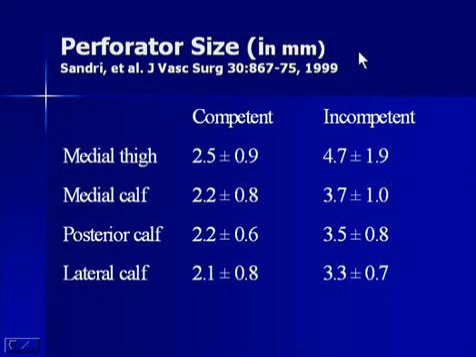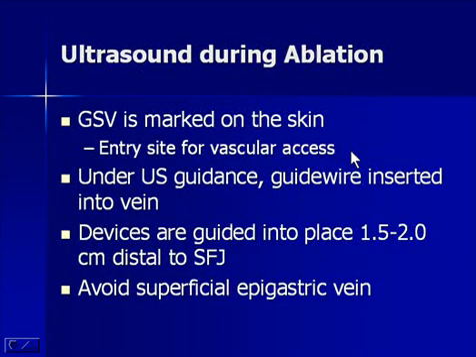This paper was almost 10 years old, but published in JVS several years ago, and talked about, again, the size of the perforator, that once you get up to 3.5 or close to 4 millimeters in the calf, that vein is likely to be incompetent, even if you can't generate incompetence on ultrasound. And once we get above 4, close to 5 millimeters in the thigh, that vein is incompetent as well.